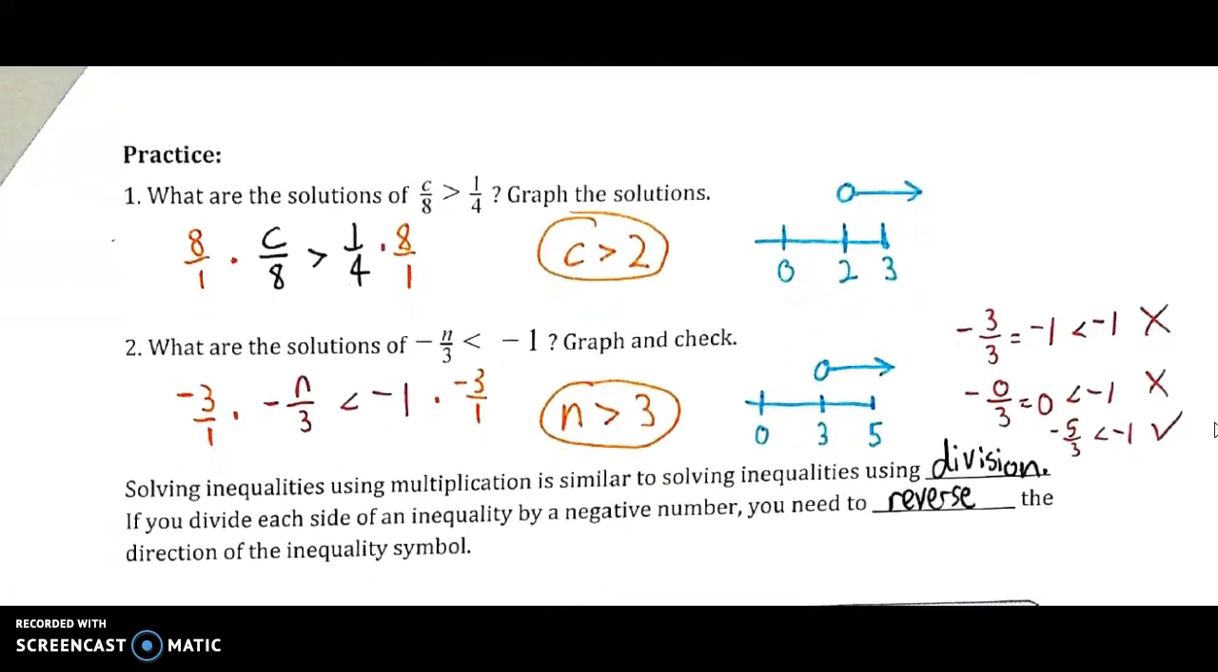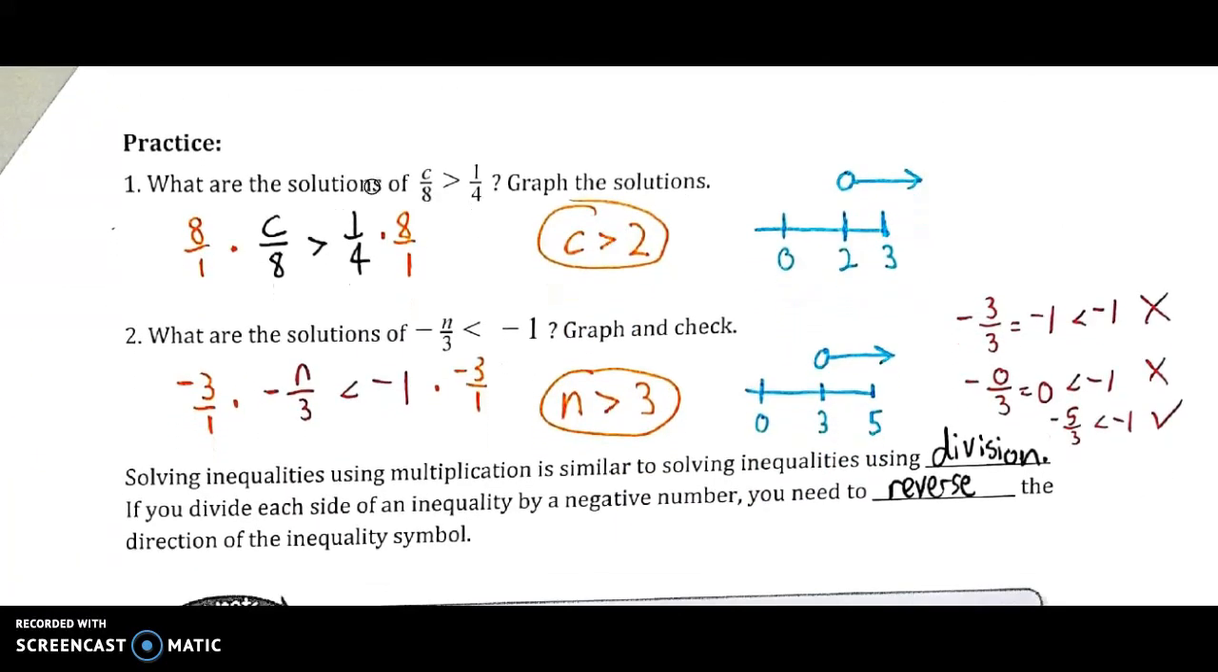Next page, we start off with: what are the solutions of c divided by 8 greater than 1/4? And we're going to graph those as well, just like we would on a test. So if I start off with division, same thing as last time. If I want to isolate my variable, the opposite of division is just multiplying on both sides. So if I multiply by 8, that'll cancel the 8 that I have on the left-hand side. And if I multiply on the right-hand side, 8 over 4 is going to simplify to 2 over 1. So I can leave the right-hand side as just 2. So remember, we do have to multiply on both sides.